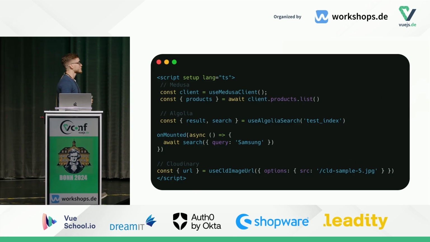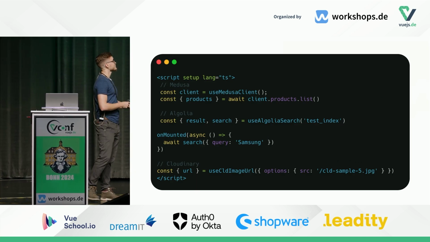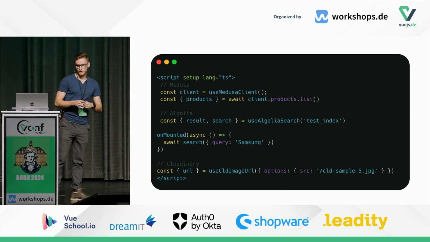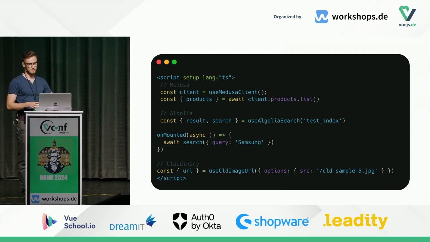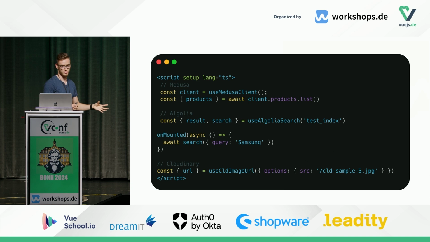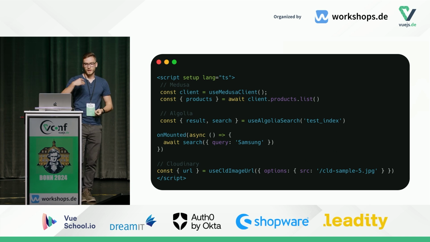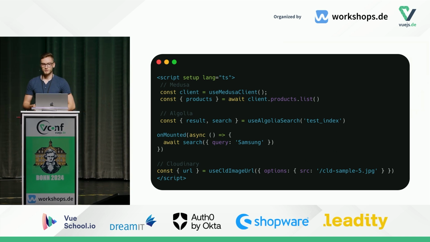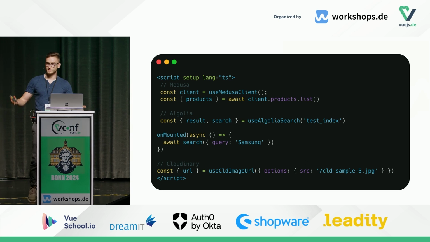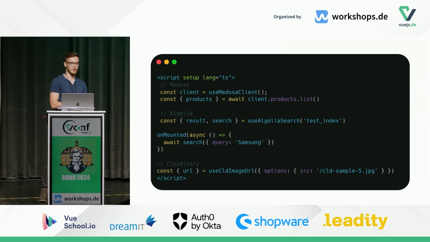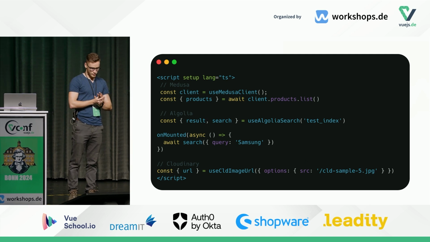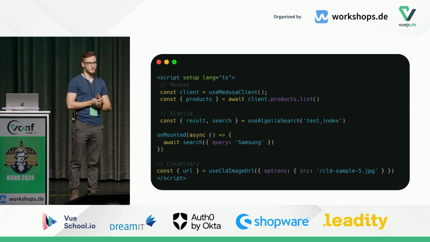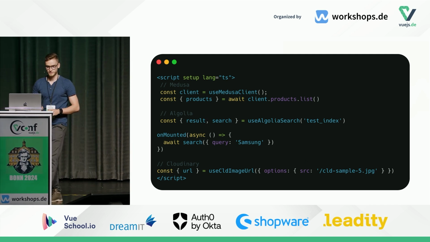So if we look at some examples of the composables that are part of these modules, we can see, for example, that Medusa has a useMedusaClient composable that returns a client. And this client can then be used to list all the products that we have in our Medusa e-commerce platform. Looks simple, like two lines of code, and we have fetched the products.